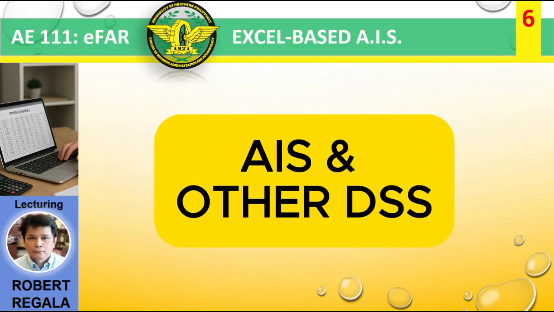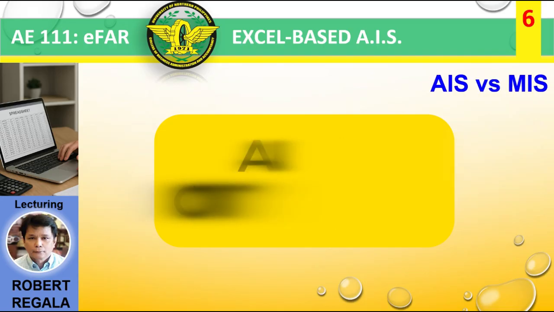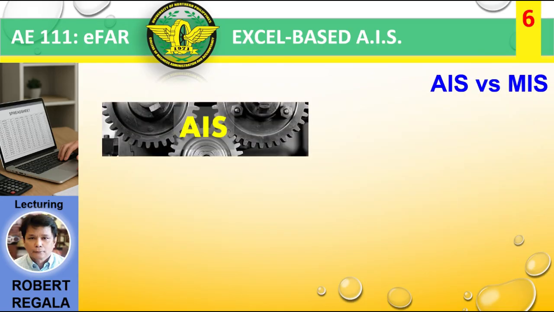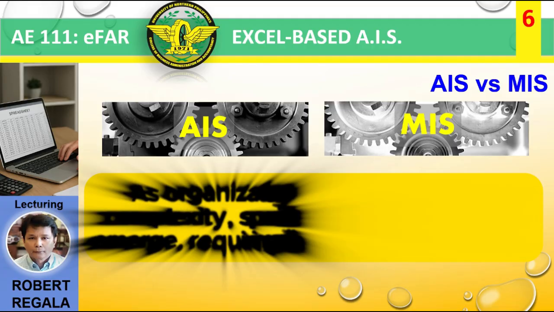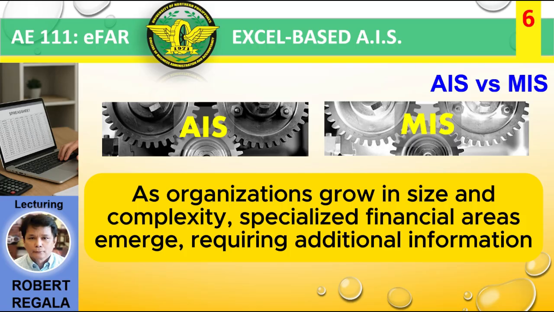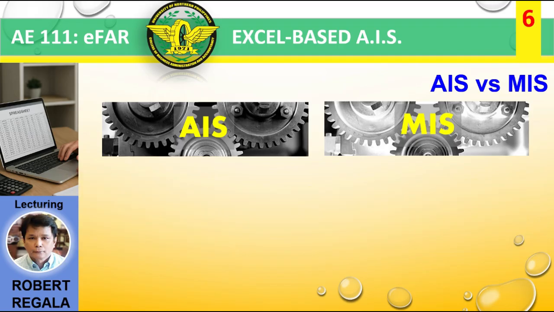Accounting Information System and Other Decision Support Systems. In your other subjects, you must have heard of the Management Information System, or MIS. Management often requires information that goes beyond the capability of AIS. As organizations grow in size and complexity, specialized financial areas emerge, requiring additional information for production planning and control, sales forecasting, inventory, warehouse planning, market research, and so on.